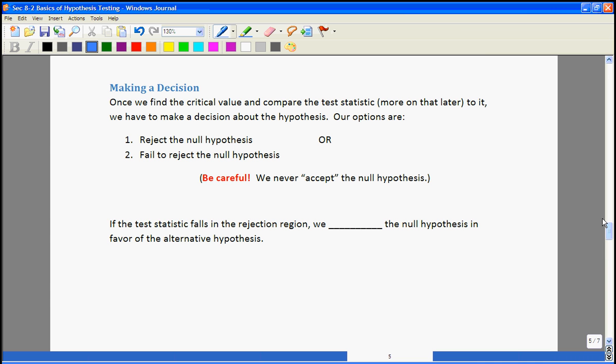Some older textbooks might say that, but we don't want to use that language because it sounds like we're proving the null hypothesis, which is not really the case. We're just disproving the alternative, if that makes any sense. So either we reject the null hypothesis or we fail to reject the null hypothesis. If the test statistic falls in the rejection region, we will reject the null hypothesis in favor of the alternative.